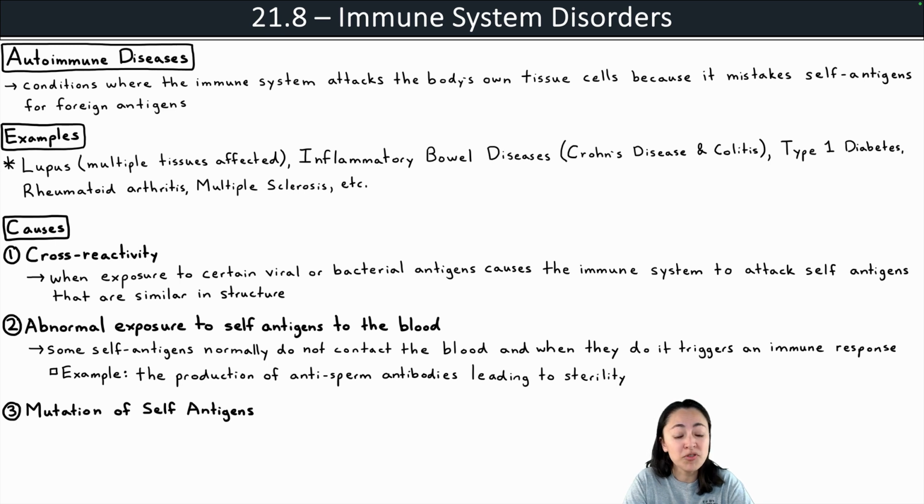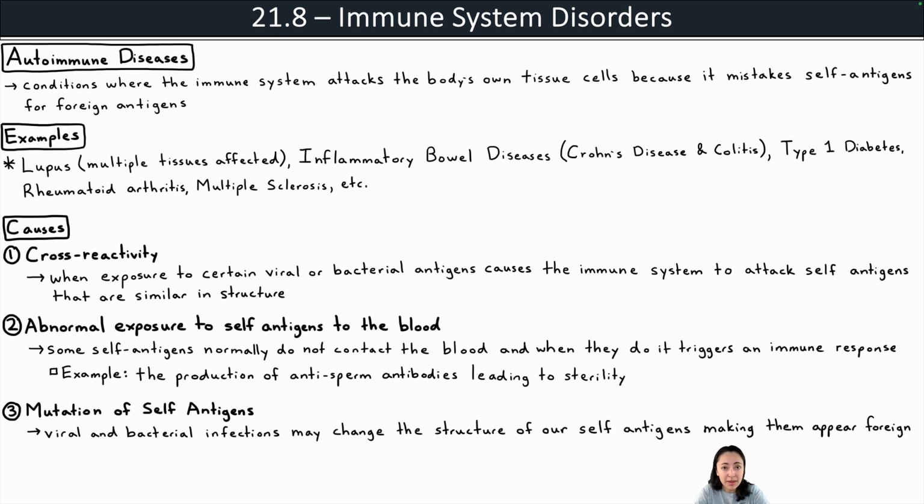And then finally, we have mutation of self-antigens as a possible cause of autoimmune diseases. Viral and bacterial infections may change the structure of our self-antigens, making them appear foreign. Many times when you're infected by viruses or bacteria, that can cause mutations in your genes. Those mutations cause your body to make foreign proteins, and therefore your immune system will start attacking your cells that are producing these foreign proteins. But again, those mutations were caused initially by some type of viral infection.